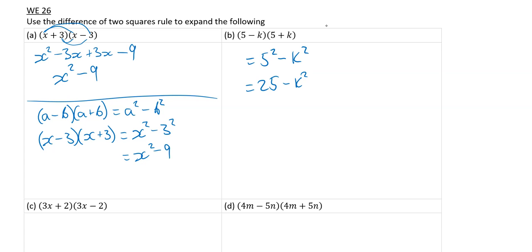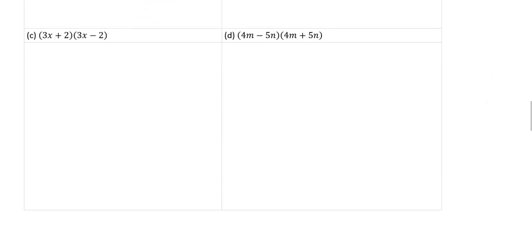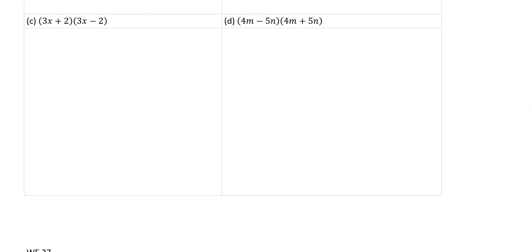Essentially, we're just associating with our rule here, our a minus b and our a plus b. We're labeling, okay, I'm going to say 5 is a and k is b. And then it's going to be 5 squared minus k squared. It's a very important thing. So that will make these next few quite simple. Then what's my a in this one? 3x. So a is 3x and b is 2. So then it's going to be brackets 3x squared minus 2 squared. Why did I put brackets around that first one?